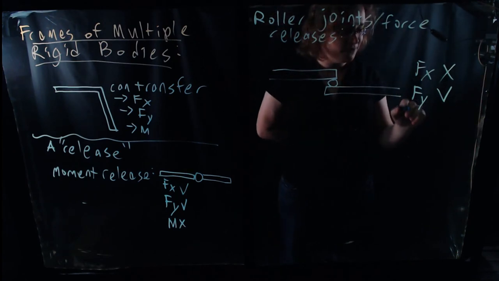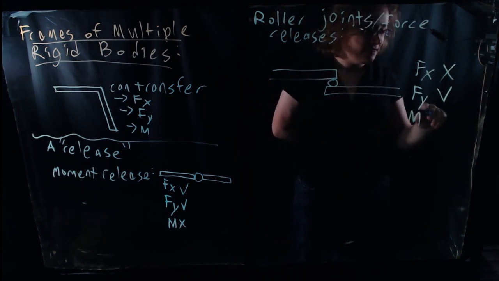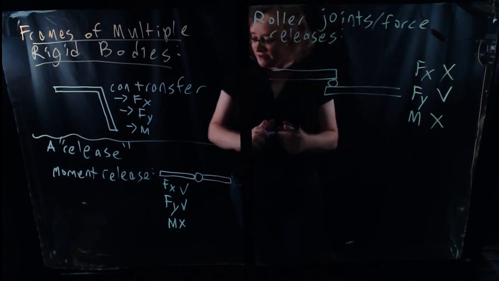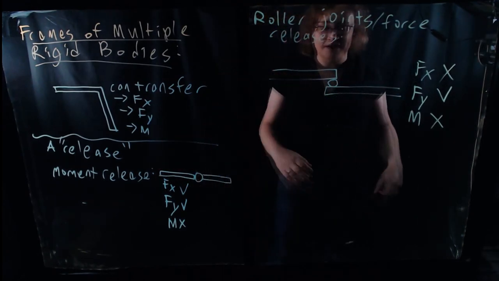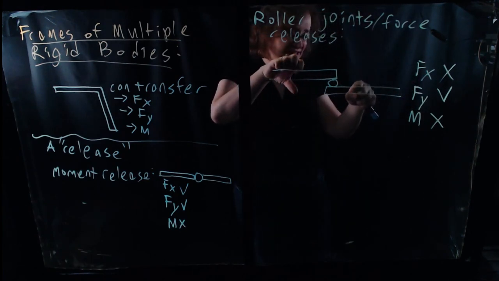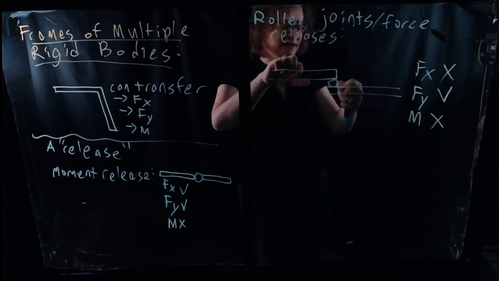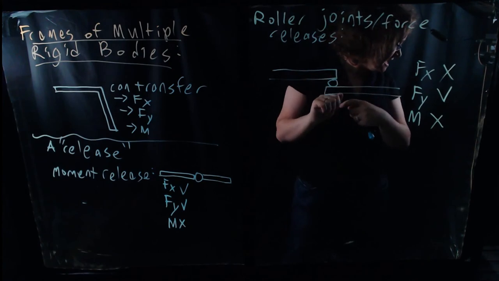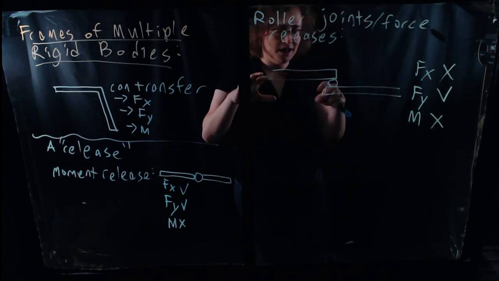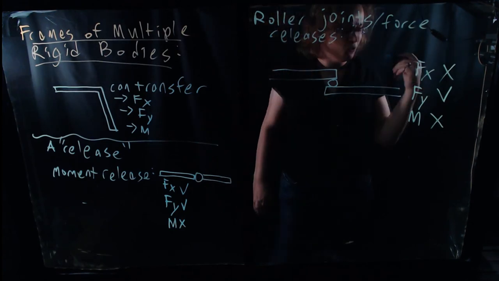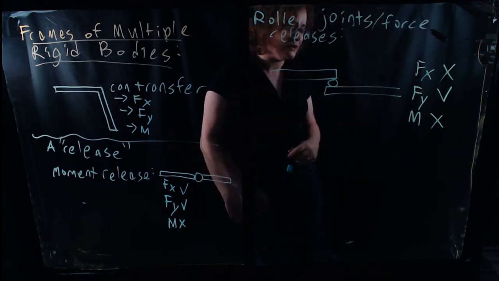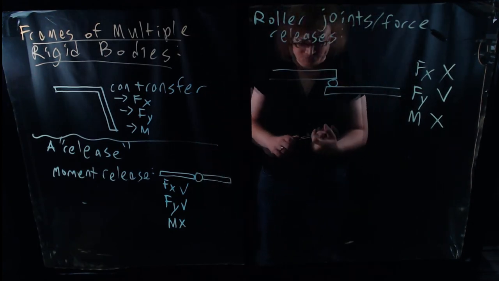And if I try to apply a moment through that joint, that won't work either. I'll get the same kind of thing I got with the pin joint. If I try to rotate this, if I try to hold this one and twist this, it's just going to rotate freely. This joint is not capable of transferring moment through it. So that would release force or moment. And theoretically, you can have any combination of these.